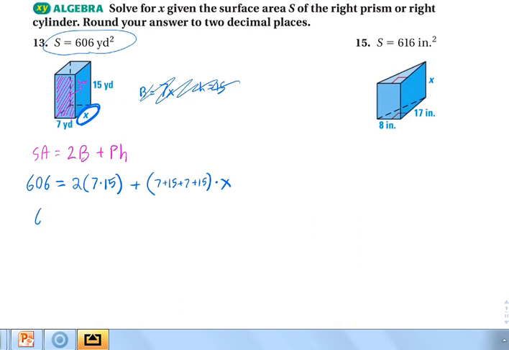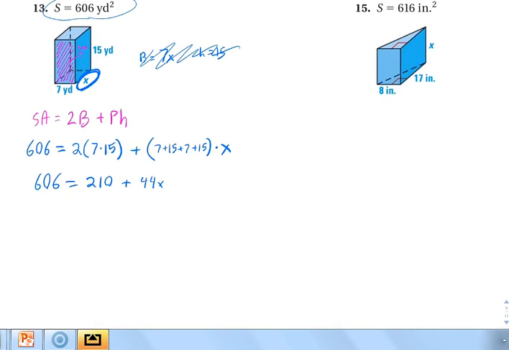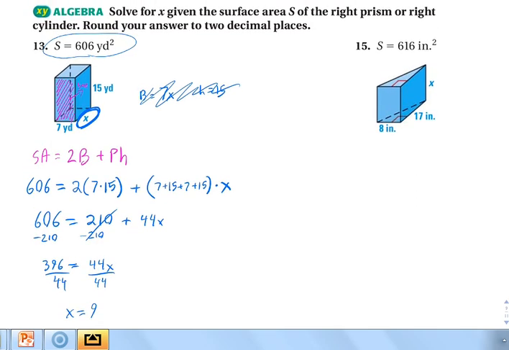All you get here is 606 equals 210 plus 22, that's 44x. And then it just becomes an algebra problem to unwind or solve backwards. So minus 210, minus 210. That's 396 equals 44x. Dividing by 44, we get that x is 9. And then just double check, it says solve for x. So that was it.